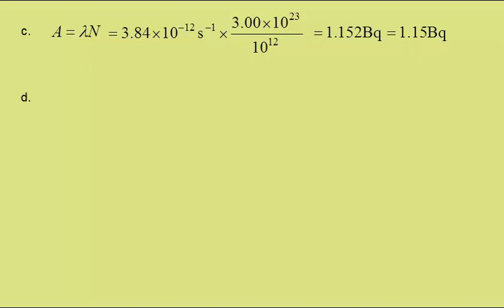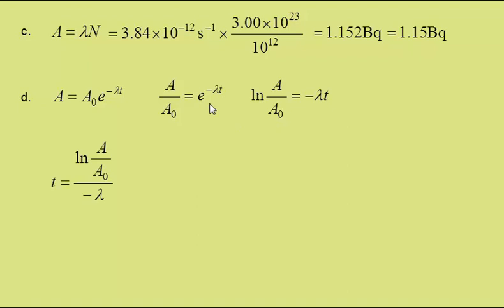In D, a sample of 3 × 10²³ atoms removed from a piece of wood taken from the boat has a rate of decay of 0.65 becquerels. We need to find the age of the ancient boat in years. Well, for this, activity is equal to activity at time 0 times the exponential function to minus the decay constant times the time. Rearranging, taking natural logs of both sides removes the exponential function.